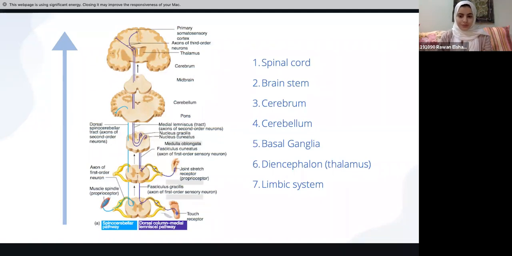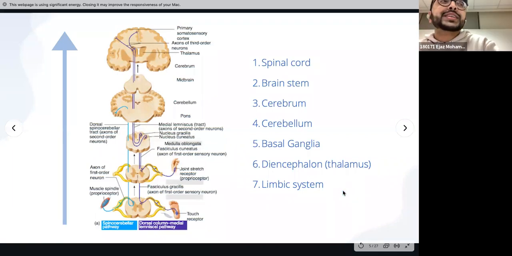So first of all, anatomy will be given to you from down up. What does that mean? You're going to be starting from the spinal cord and the spinal nerves, basically, and then you're going to go all the way up to the central nervous system. So first, you're going to take the spinal cord and the spinal pathways, and then you'll go to the brainstem, cerebrum, cerebellum, basal ganglia, diencephalon, and then limbic system. You'll know what these words mean as the weeks go along.